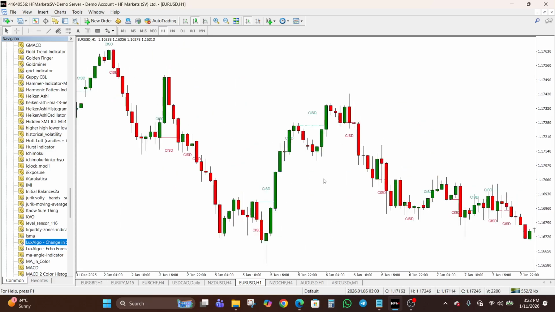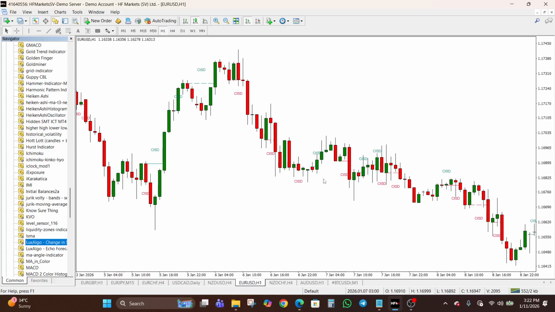Now, I will recommend trading in the direction of the trend always. If the trend is bullish, I will recommend looking for only bullish opportunities, meaning taking only bullish CISD signals. And then if the trend is bearish, I will recommend taking only bearish CISD signals.